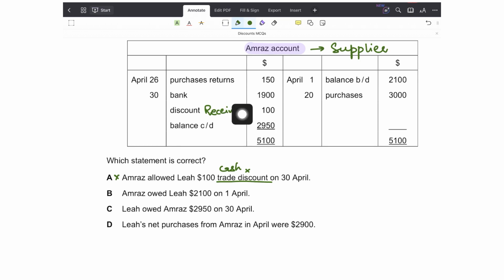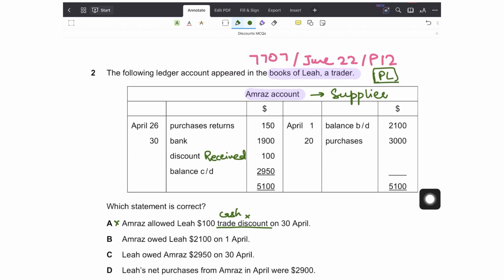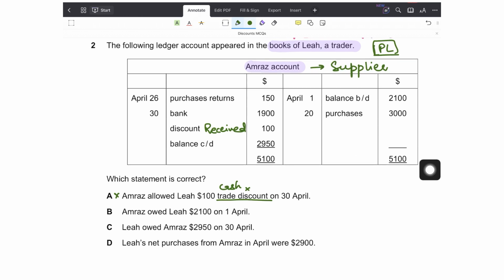Amraz owed Leah. Amraz has to pay Leah 2100 on 1st April. No, Leah has to pay Amraz, because Leah is the customer of Amraz. Amraz is the supplier. He is supplying goods, so Leah has to pay in return. So Amraz doesn't owe Leah. Leah owed Amraz 2100 on 1st April. So this also can't be right.